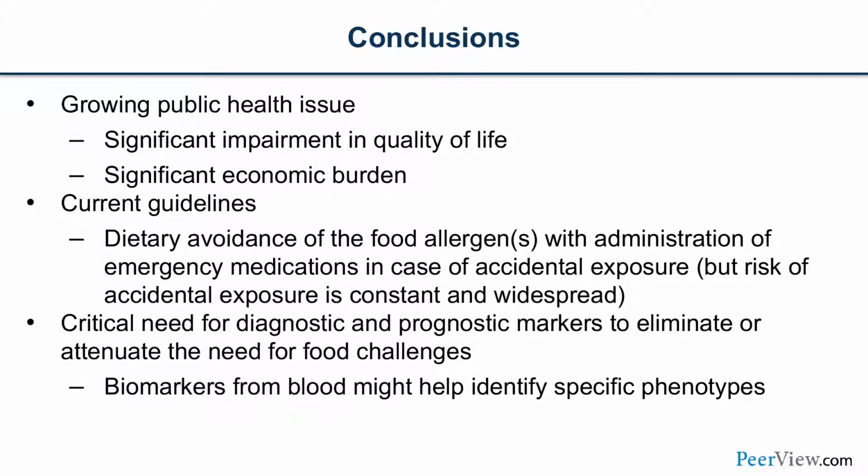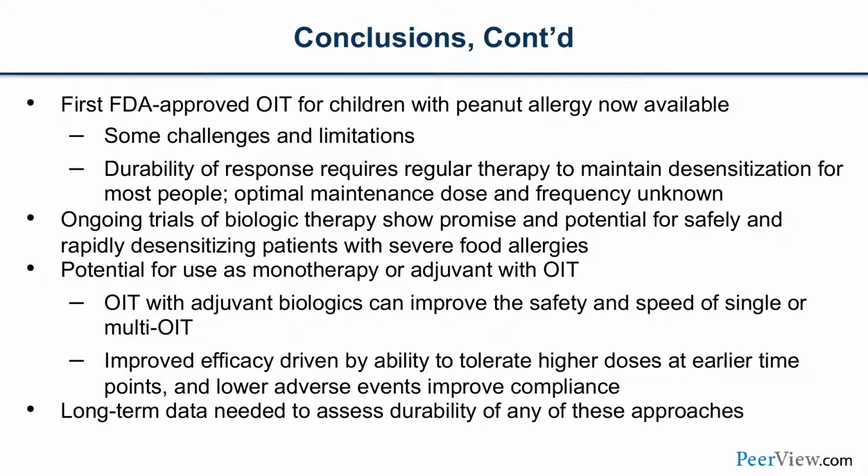We have a critical need for better diagnostic and prognostic markers, hopefully thereby reducing, if not eliminating, the need for oral food challenges. We now have the first FDA-approved treatment for food allergy, in this case, oral immunotherapy for peanut allergy. And while this is efficacious, the durability of response requires regular therapy to maintain this state of desensitization, and optimal maintenance doses and frequency really are not yet known. These ongoing trials of biologics show promise in the potential to safely and rapidly desensitize patients with severe food allergies. And we're looking again at the potential for use as monotherapy or as an adjuvant to OIT.